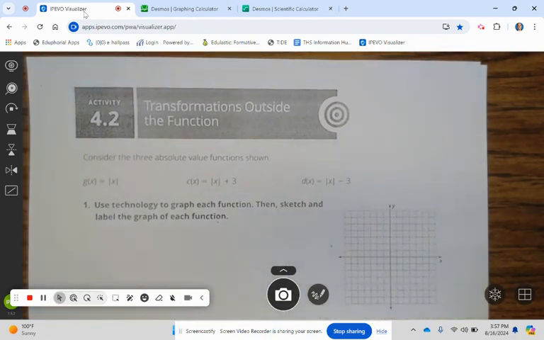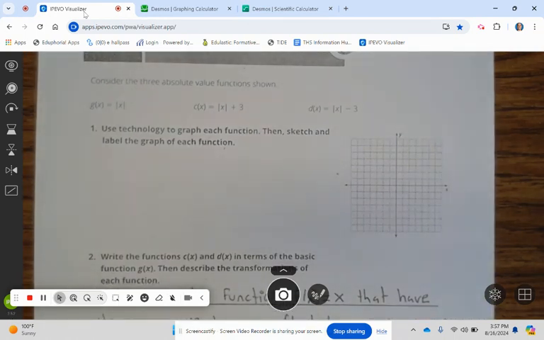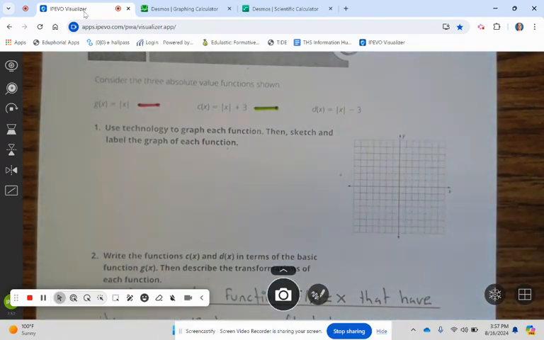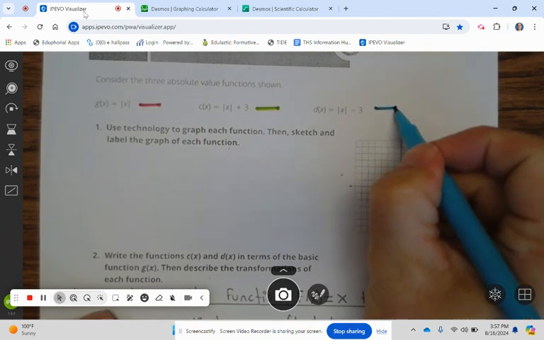Activity 4.2, transformations outside the function. Consider the function shown. g of x equals absolute value of x, c of x equals absolute value of x plus 3, d of x equals absolute value of x minus 3. Use technology to graph each function. So let's go ahead and do red here, let's do green here, and let's do blue here.